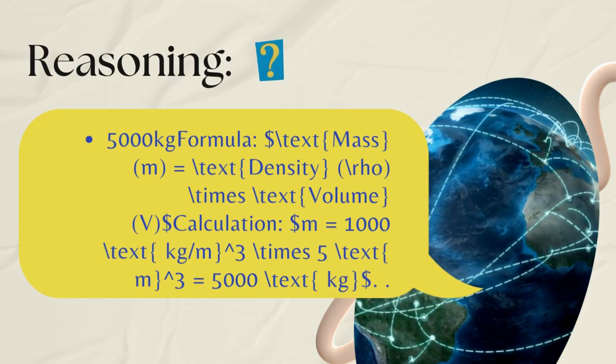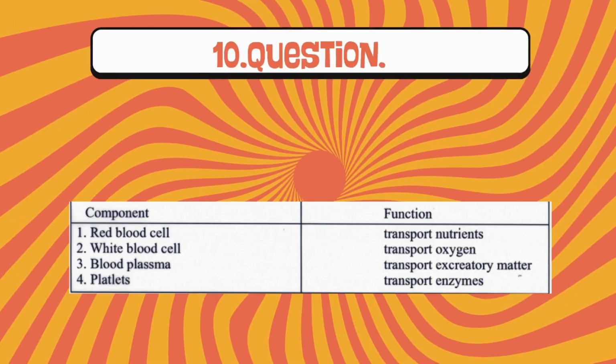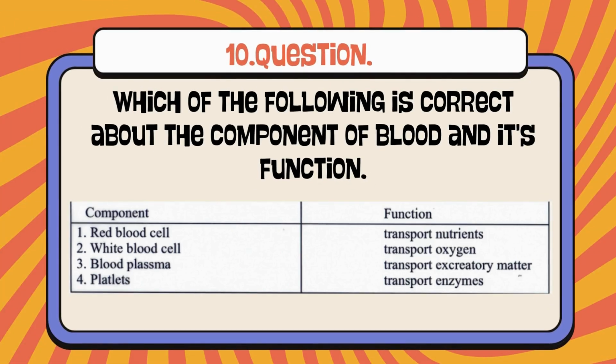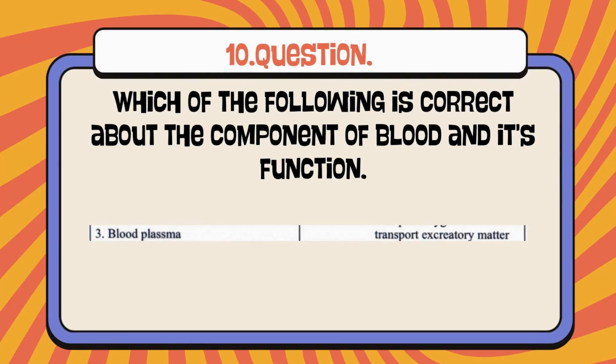Q10. Blood components. Question: which of the following is correct about the components of blood and their function? Red blood cell, arrow, transport nutrients. White blood cell, arrow, transport oxygen. Blood plasma, arrow, transport excretory matter. Platelets, arrow, transport enzymes. Answer 3. Blood plasma, arrow, transport excretory matter.